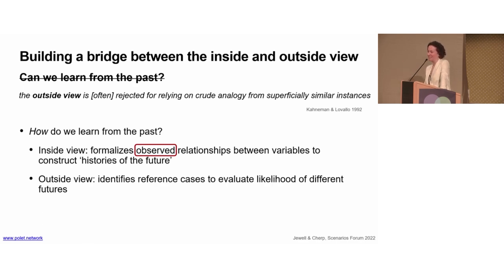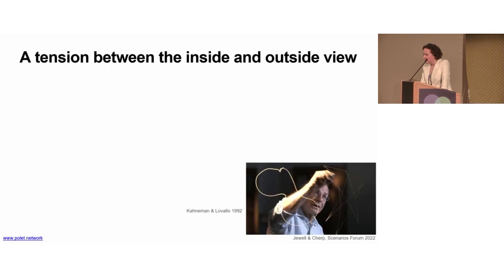The key difference is in this relationship observed. The key foundation of the inside view is to observe these formalized relationships and then to use those as building blocks to construct these formalized models. Whereas the outside view is open to the fact that there may be unobserved variables and unobserved relationships, and tries to generalize from a class of reference cases.